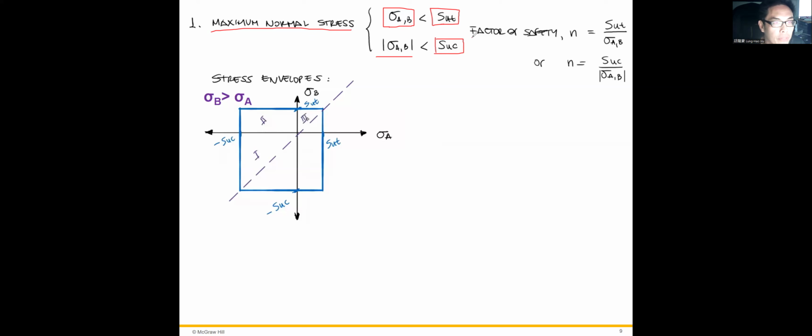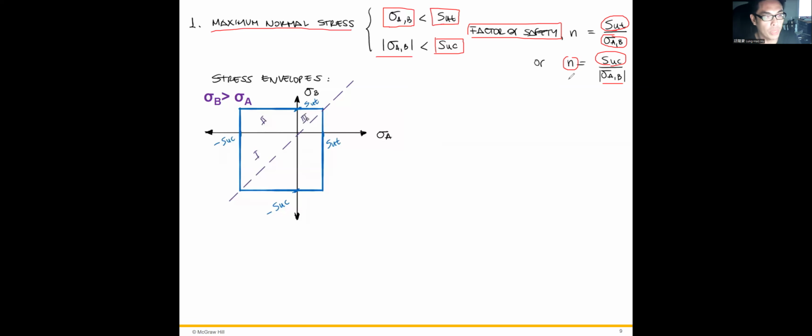So we define the factor of safety, or the safety factor N, equal to SUT, the ultimate tensile stress, divided by sigma A or sigma B, depending on which stress is higher. Or we can define the safety factor as the ultimate compressive stress divided by the absolute value of sigma A or sigma B, depending on which value is higher.